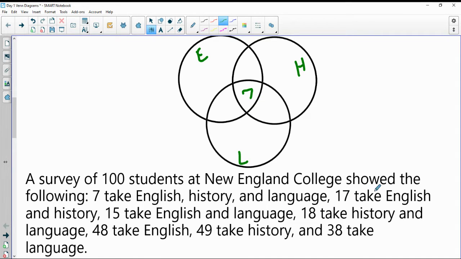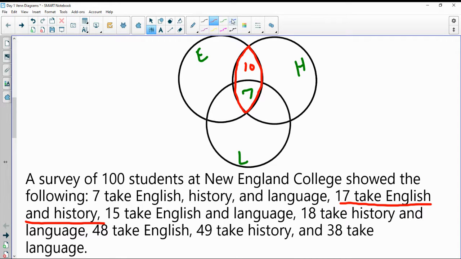Then it says 17 take English and history. Now this part is a little tricky. So for the 17 that take English and history, keep in mind that this is English and history. It didn't say whether or not they had language, but it said 17 of them would be in this circle. Well, I already got 7 over here. So if I do 17 minus 7, that's going to leave me with 10. If it said 17 take English and history but not language, then that would have been 17. But since it only said English and history, we don't know who has language and who doesn't. So we have to subtract those ones out.